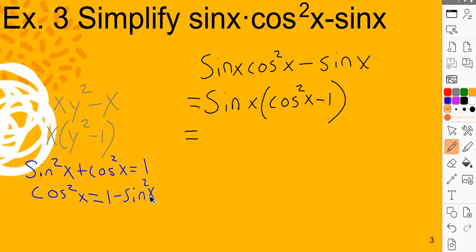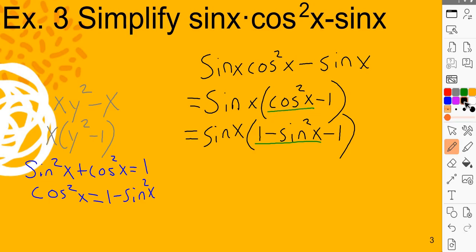Yes? So now am I allowed to substitute 1 minus sine squared for my cosine squared? Yes. But remember that part just replaces the cosine squared. I still have a minus 1 inside. Yes? So what is 1 then minus 1? 0. And what are we left with on the inside there? Negative sine squared.